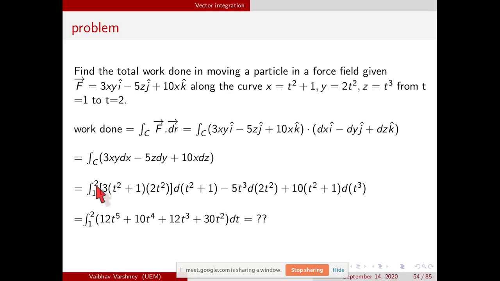Sir, one change will be there. I think that you wrote plus 10 t to the power of 4. I think that will be minus 10 t to the power of 4. No, I think plus only. Sorry. Okay, no problem.